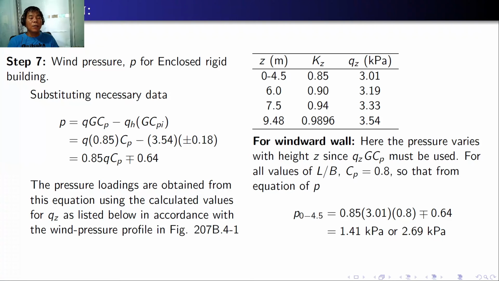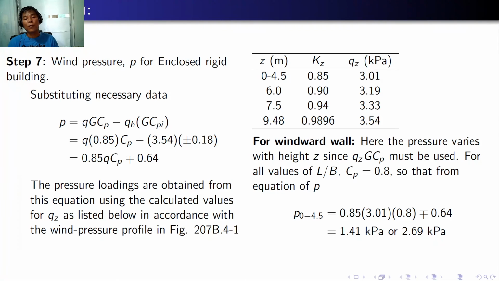Okay? So the pressure loadings are obtained from this equation using the calculated values for Q, Z as listed below, in accordance with the wind pressure profile of figure 207B.4-1. So this is the wind pressure equation that we will be using. We will be changing according to the value of Q and the value of CP. First, we need to determine the value of Q for a particular height.